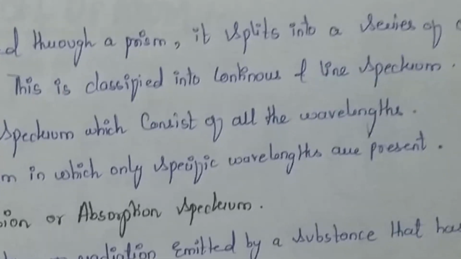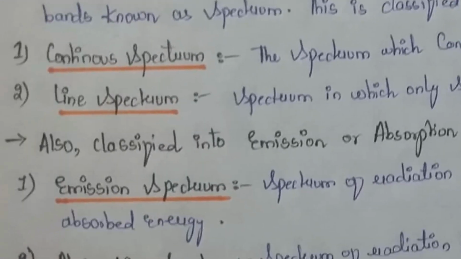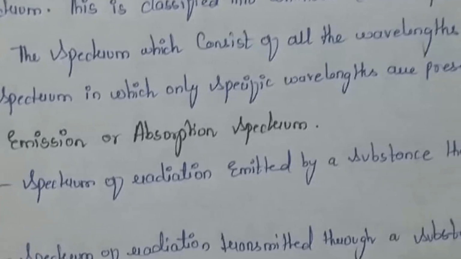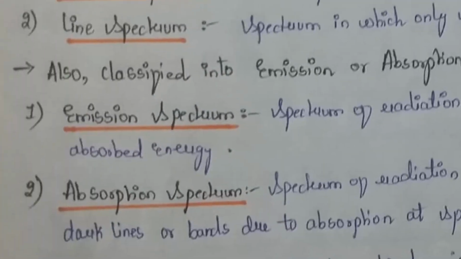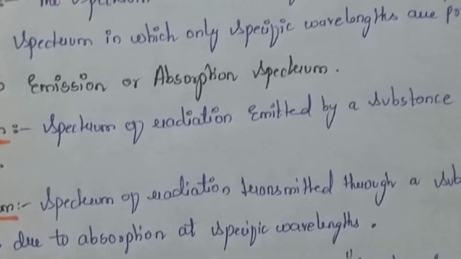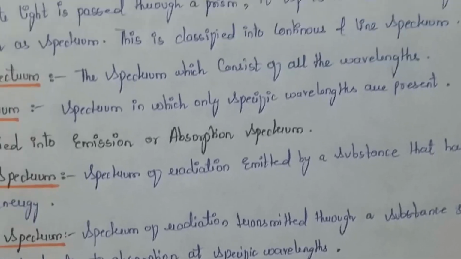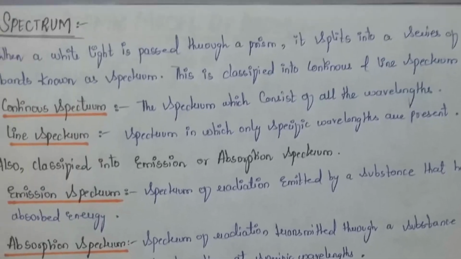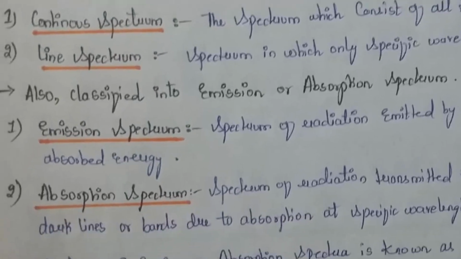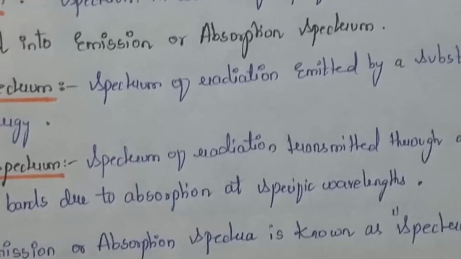This is classified into continuous and line spectrum. Continuous spectrum means the spectrum which consists of all the wavelengths, whereas line spectrum means a spectrum in which only specific wavelengths are present. Meaning, in a continuous spectrum all wavelengths are present, whereas in a line spectrum only specific wavelengths are present. Apart from this, it is also classified into emission or absorption spectrum.